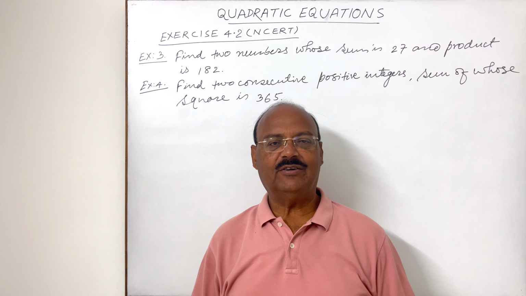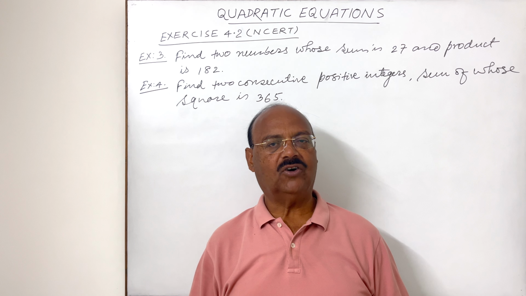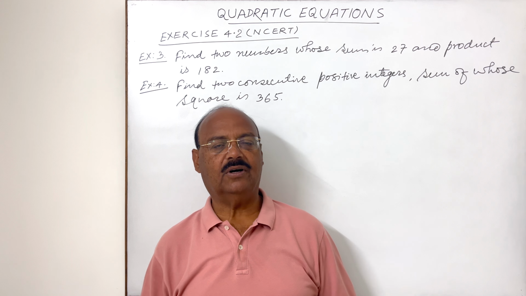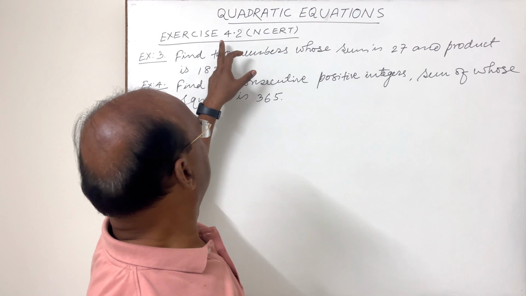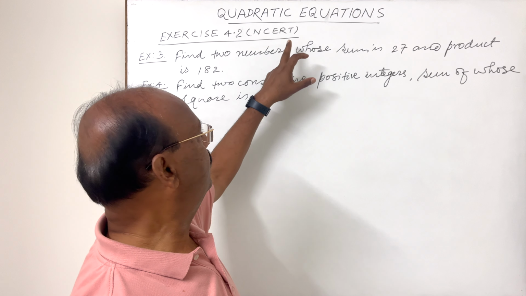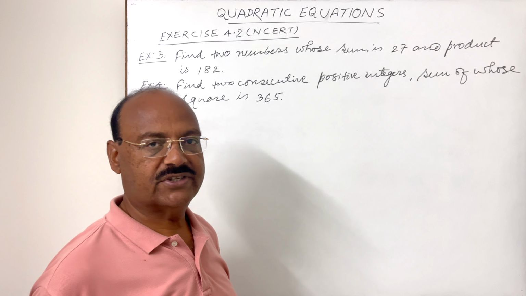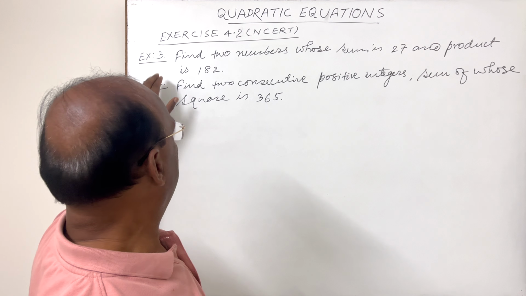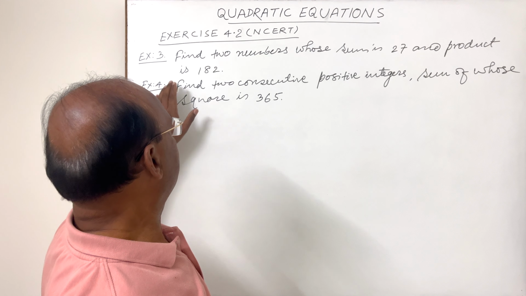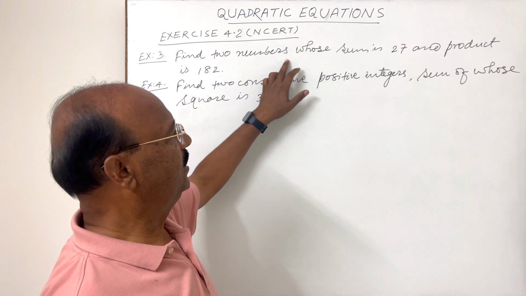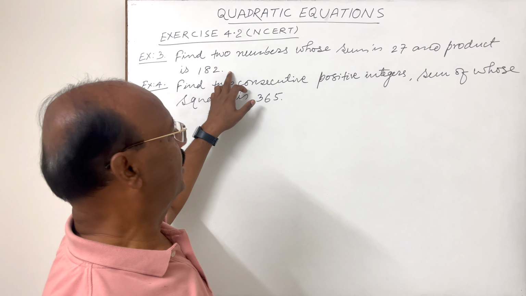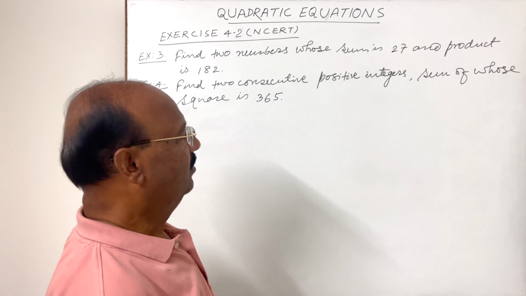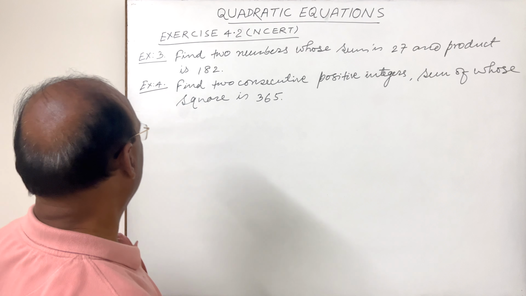Welcome students. Here we will discuss a very important topic, quadratic equation from NCERT book of standard 10. This is exercise 4.2 of NCERT book. We are discussing two questions here, question number 3 and question number 4. Question number 3 is: find two numbers whose sum is 27 and product is 182. Very interesting question. Let us see the solution here.